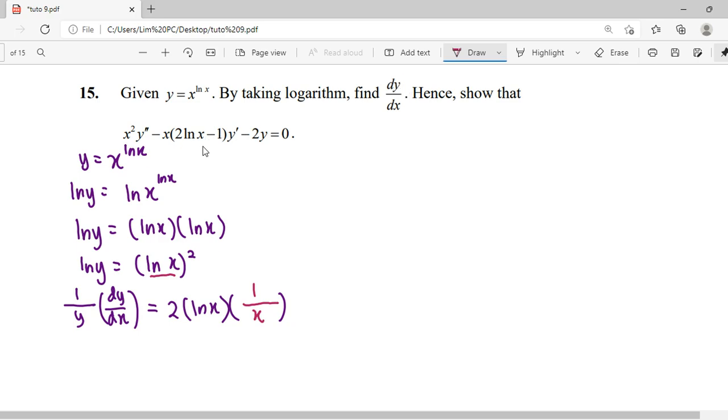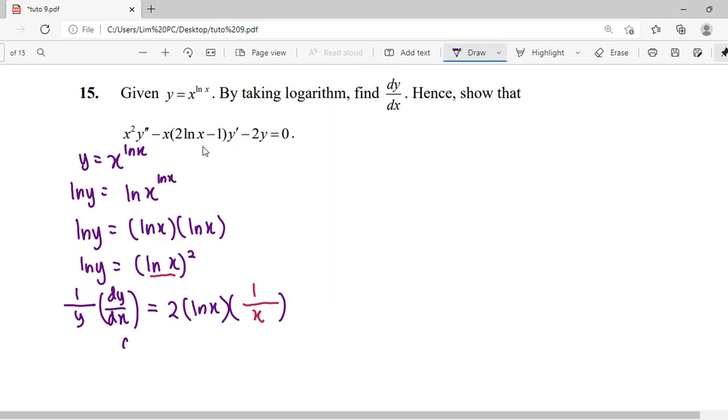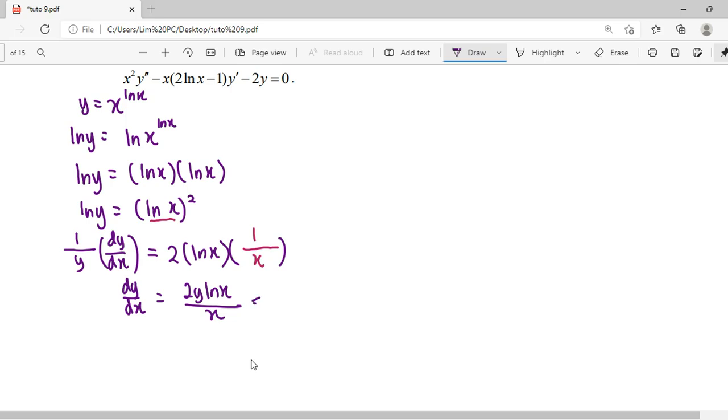Second task, we're going for showing. So for this dy dx, we just move our y to the right hand side. So it will become 2y ln x over x. Okay, y times 2 times this ln x over x. So that will be our first part of our answer.